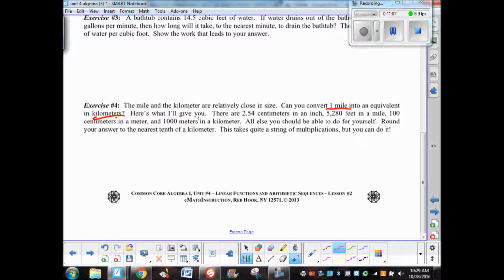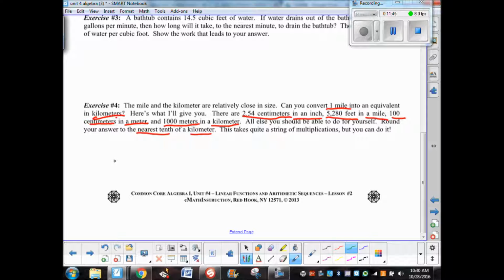Okay, here's what I'll give you. There are 2.54 centimeters in an inch. We just talked about that in the last problem. 5,280 feet in a mile. We talked about that too. 100 centimeters in a meter. You should have that as background knowledge. 1,000 meters in a kilometer. Again, some background knowledge. All else you should be able to do for yourself. Round your answer to the nearest tenth of a kilometer. Okay? This takes a big string of multiplication, but I know we can do it.